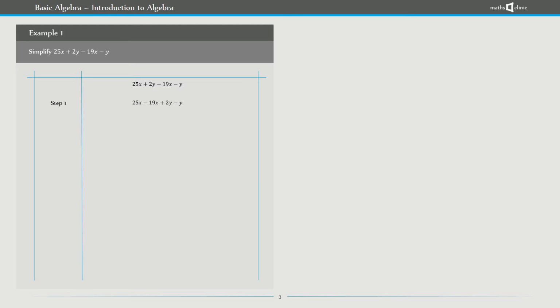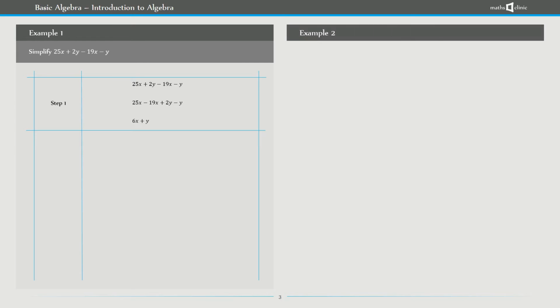What we end up with is 25x minus 19x, then the plus 2y minus y. Now we've simply rearranged this expression so that we have all the like terms together, and now we can perform operations on them. When we go 25x minus 19x, we end up with 6x, and when we do 2y minus y, we end up with y, and that will give us our answer. Very simple, 6x plus y.